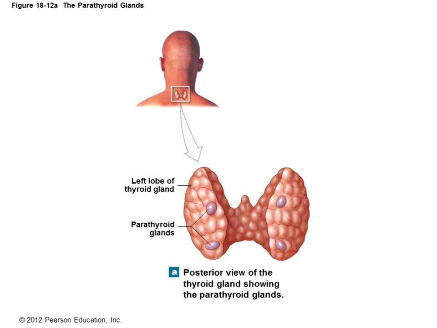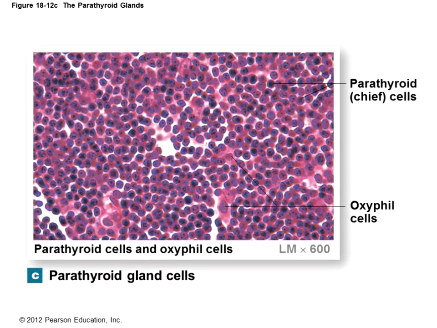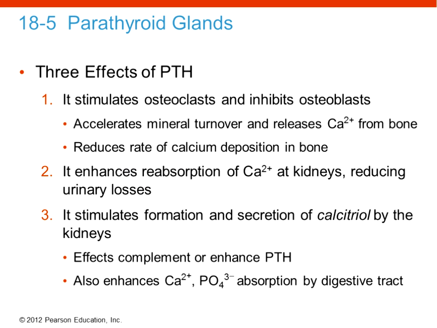So you can see the parathyroid glands are 4 nodules embedded on the posterior surface of the thyroid gland, and here's a histological section where you can see a lot of thyroid follicles, and then here is a parathyroid gland right there. Zooming in on that, you can see the parathyroid chief cells that are going to release this PTH.